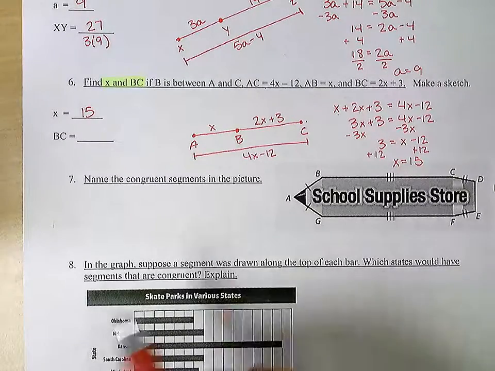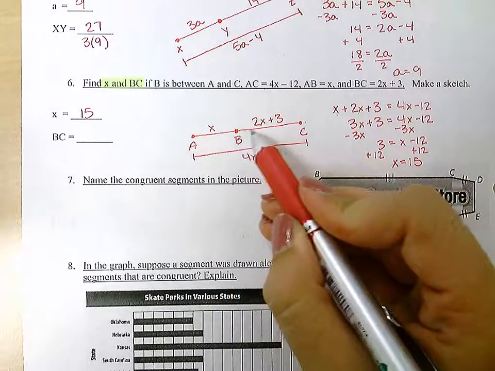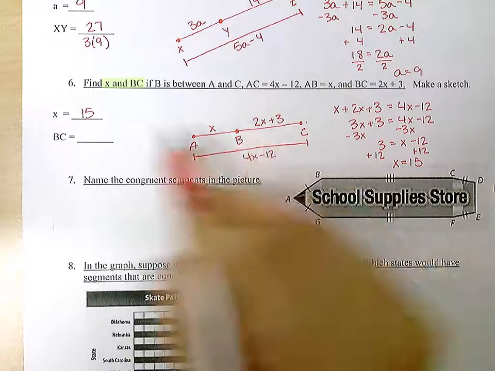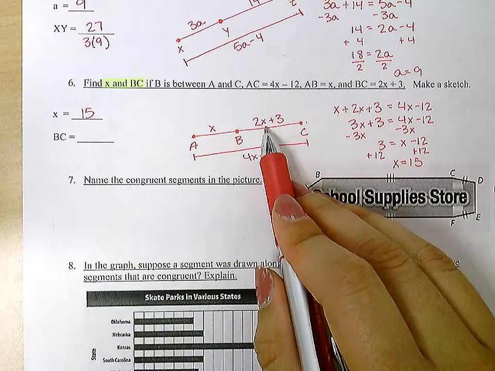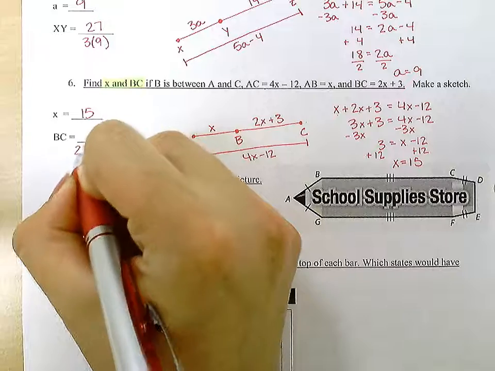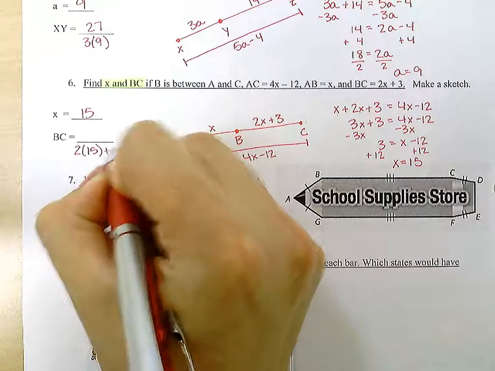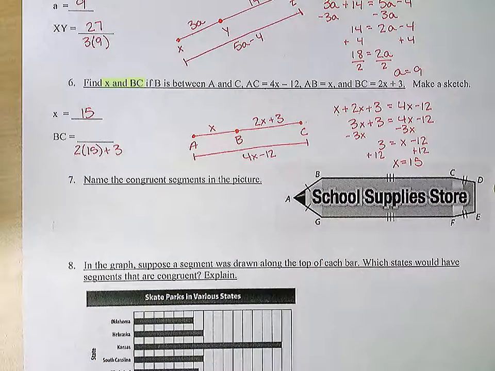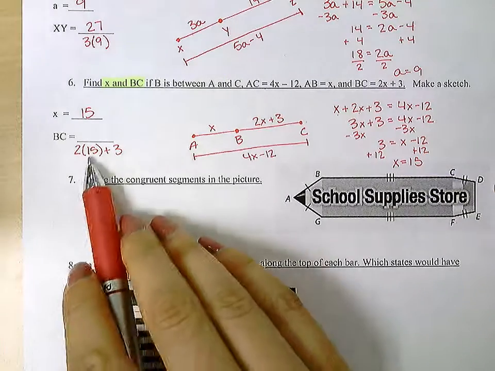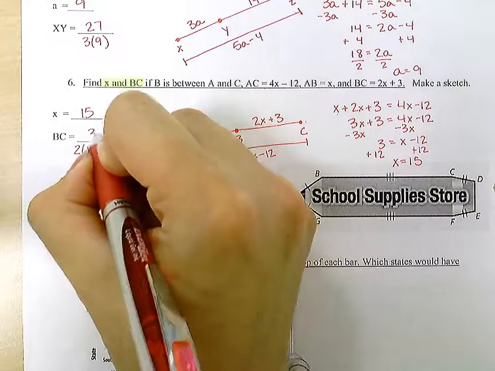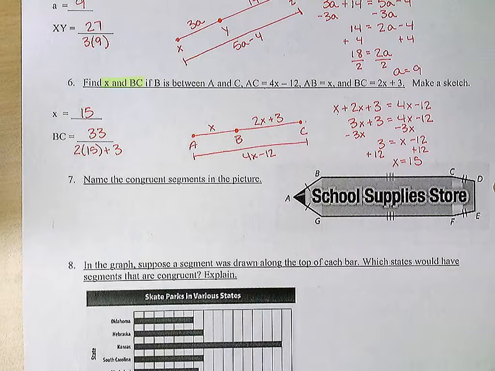Then I also have to find BC. So BC is right here. I already found what x was, so I can plug in 15 for x. So I have 2 times 15 plus 3. That's 30 plus 3 is 33. Questions on how I did that? Most of you looked like you were doing it correctly as I walked around.